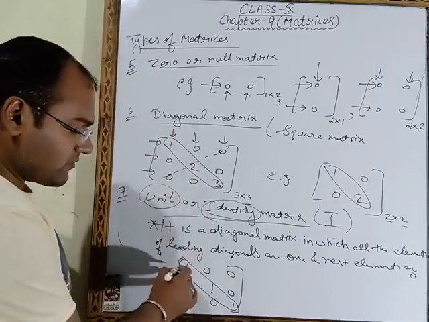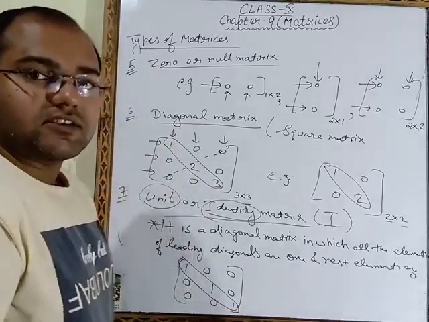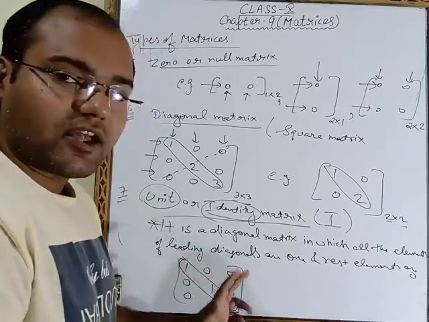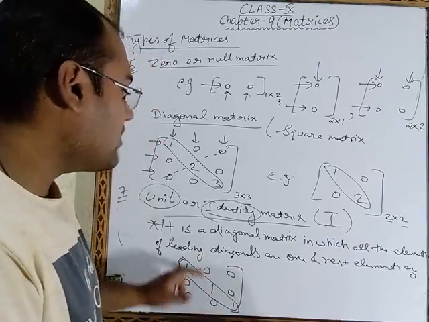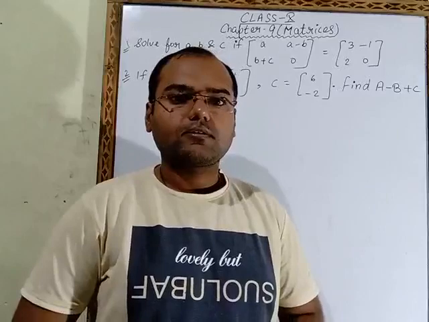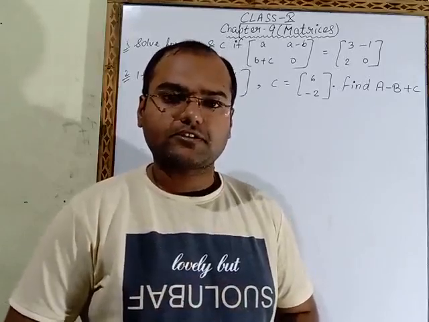But if you observe carefully, all the elements of the diagonal are 1. Since all the elements of the diagonal are 1, this matrix is called a unit or identity matrix. Now we will solve some questions from this exercise.